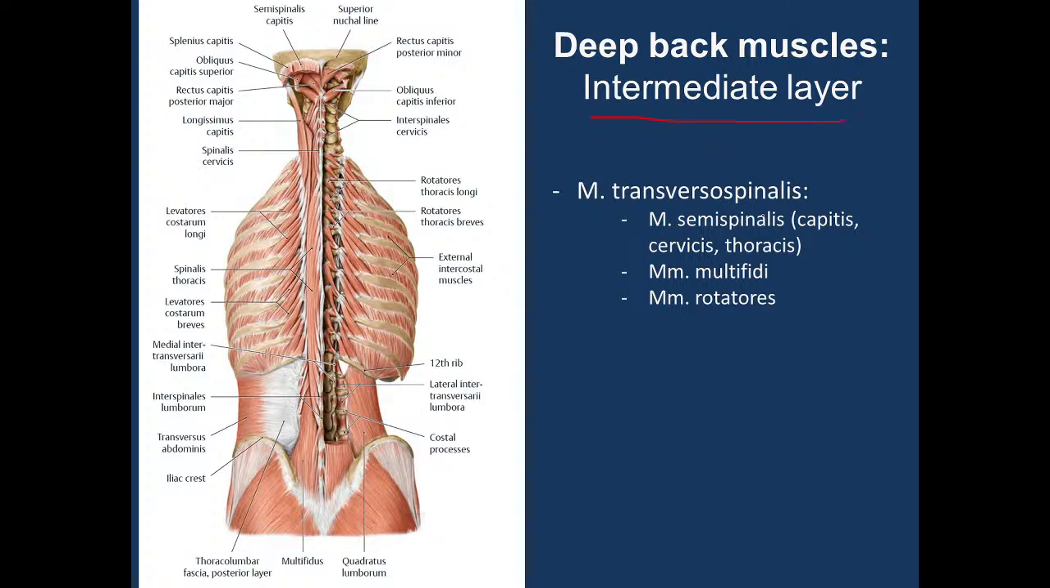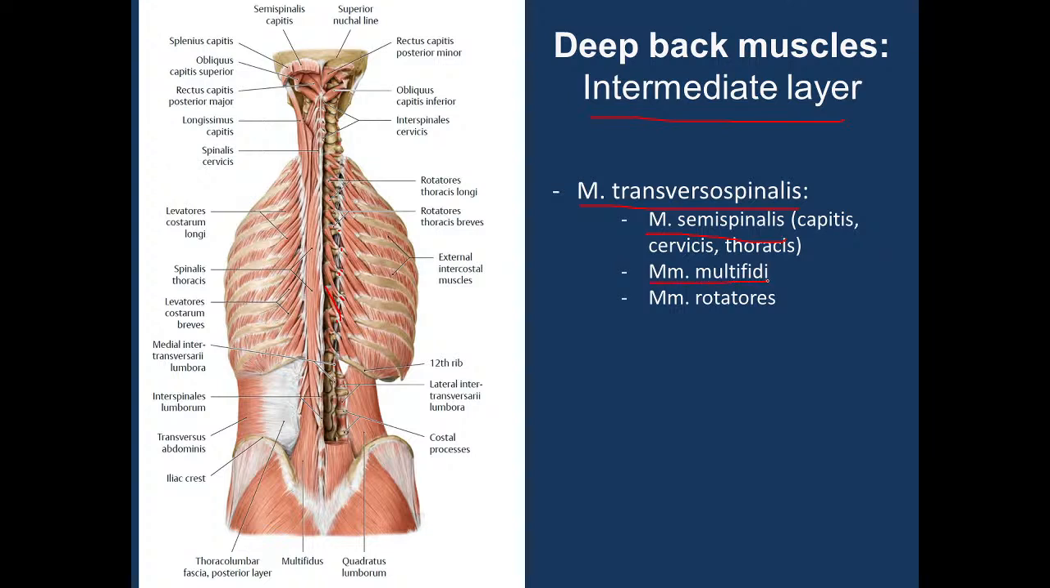In the intermediate layer, the third layer in the back region, we could find musculus transversospinalis. This is a muscle that starts from the transverse process and is fixed to the spinous process. So this muscle has three portions. The superficial portion we call musculus semispinalis.